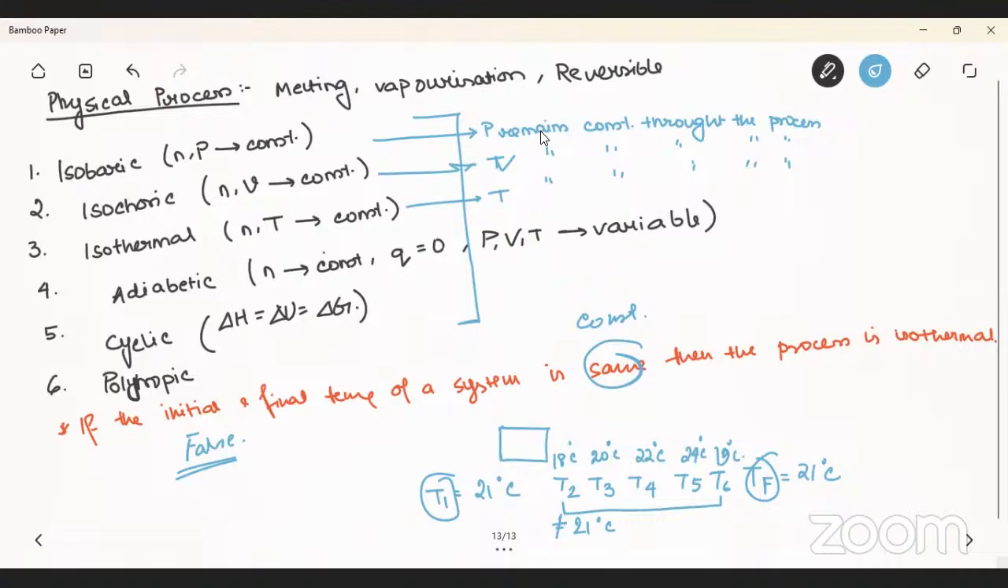If the process is isothermal, then T1, T final, and T2, T3, T4, T5 and T6 all will be 21 degrees Celsius. The temperature will not rise and fall. The temperature will be the same throughout. That is the difference between the term constant and the term same. Is this part clear? They can ask you this type of tricky question. Is this part clear to everyone? Yes, ma'am. Okay, good.